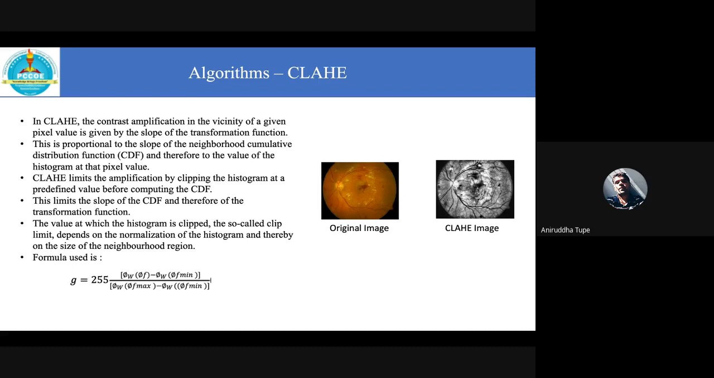As Yash mentioned, for pre-processing, we have used CLAHE. CLAHE is basically contrast limited adaptive histogram equalization, wherein it limits the amplification by clipping the histogram at a predefined value. This limits the slope of the CDF and therefore of the transformation function. As you can see, the original image on the left side doesn't give much features, whereas the contrast enhanced CLAHE image gives much more details in the image. Basically, CLAHE increases the contrast and improves the image by removing noise, thus making it fit for training purpose.